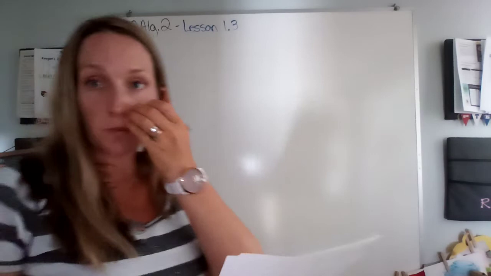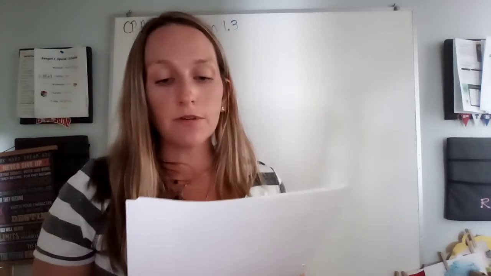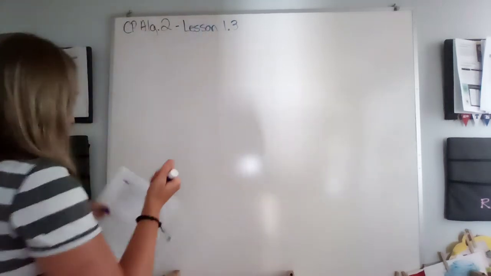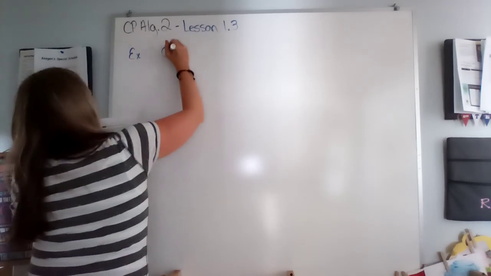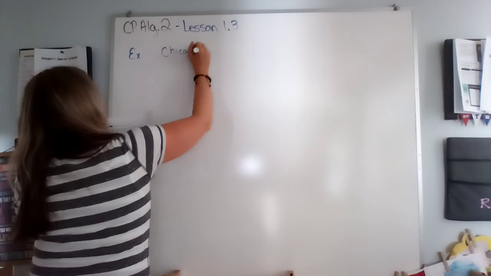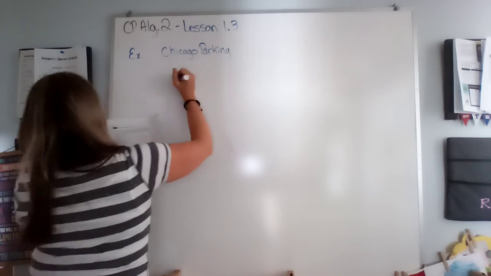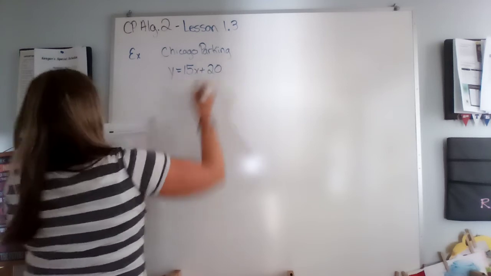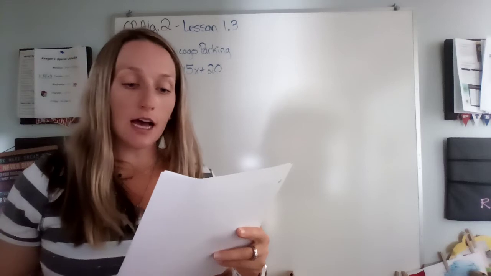Now this is kind of a longer word problem, so I'll read it to you, but then I'll just write the most important information. It says the cost of parking in a parking garage in Chicago is represented by the equation y equals 15x plus 20. I'm going to write that down. We'll start with, this is our example. Chicago parking. The cost to park in the Chicago parking lot is y equals 15x plus 20, where y is the total cost in dollars and x is the time in hours.